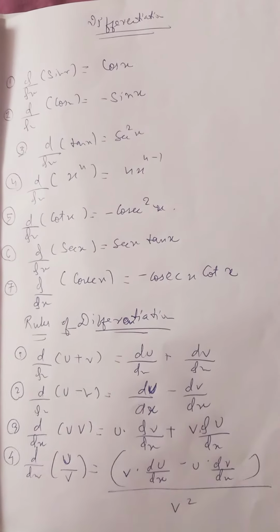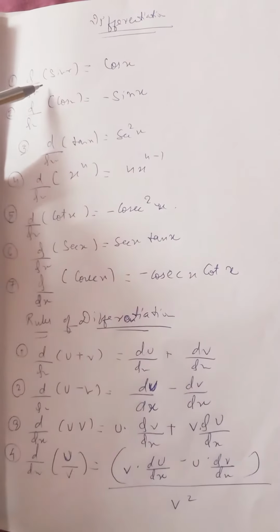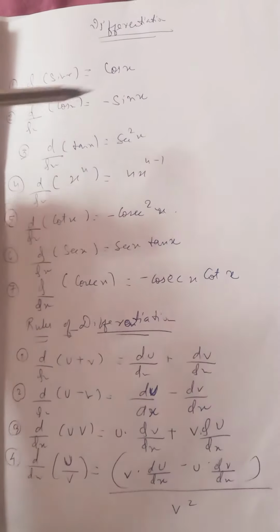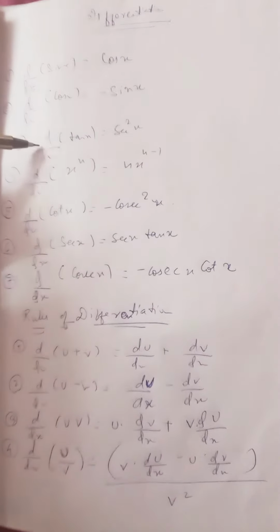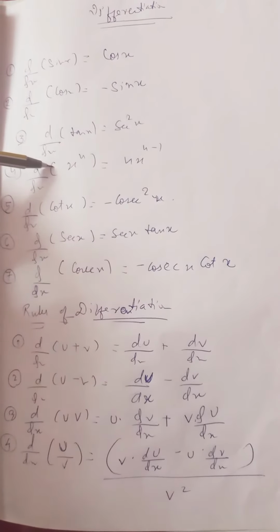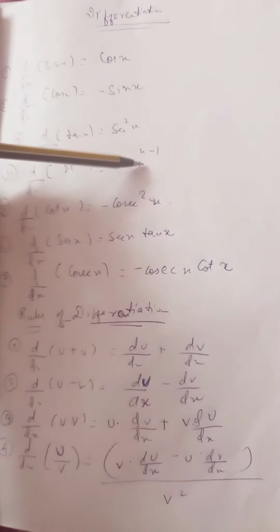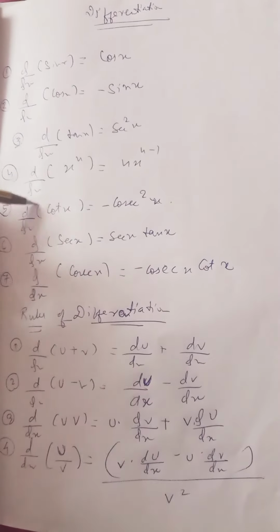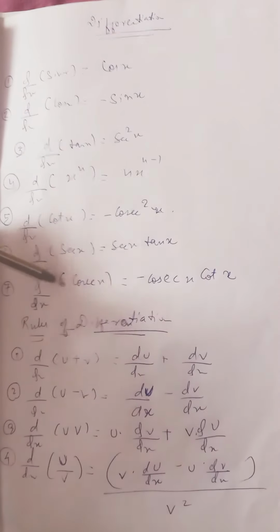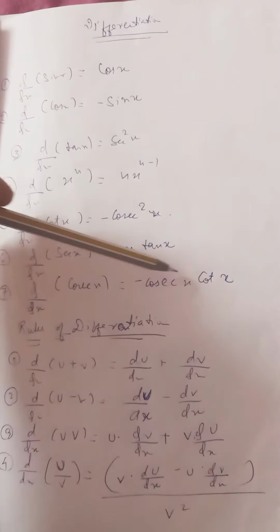First of all, d by dx of sin x is equal to cos x. D by dx of cos x is equal to minus sin x. D by dx of tan x is equal to sec square x. D by dx of x to the power n is equal to n x to the power n minus 1. D by dx of cot x is equal to minus cosec square x. D by dx of sec x is equal to sec x tan x. D by dx of cosec x is equal to minus cosec x cot x.